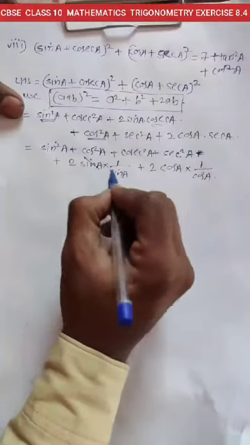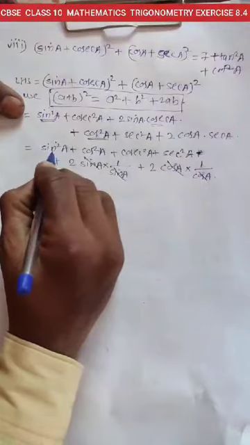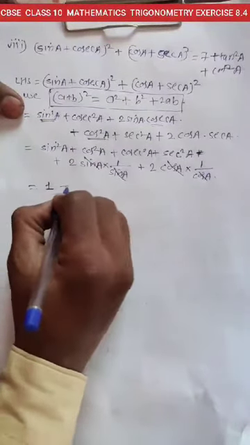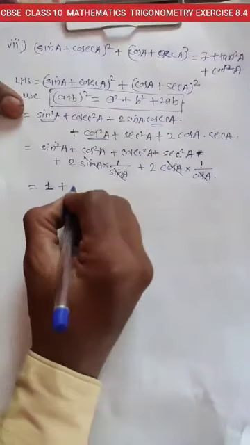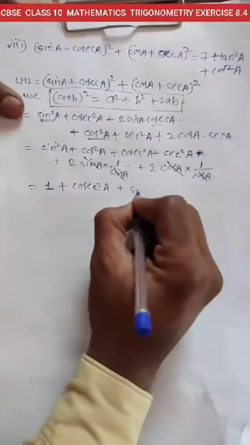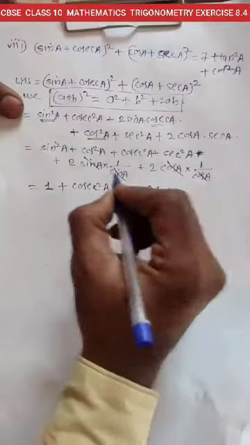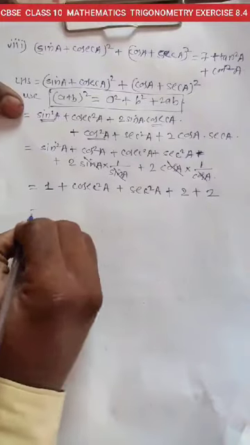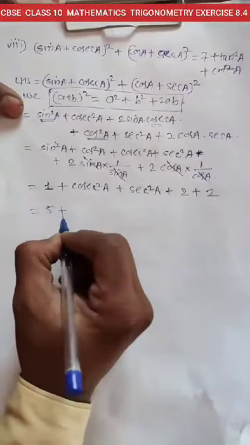So here sin A gets cancelled, cos A gets cancelled. So here sin²A plus cos²A, this value is represented by the identity, that is 1. 1 plus cosec²A plus sec²A. Now plus, here the remaining value is 2, plus here the remaining value is 2. So in this part 2 plus 2 is 4, 4 plus 1 is 5.